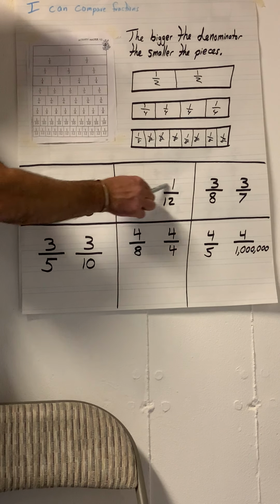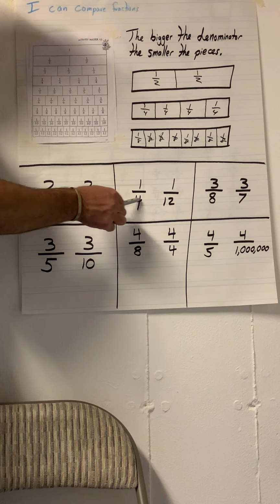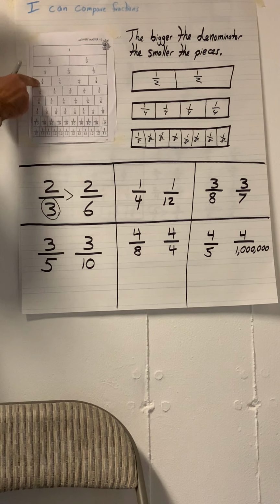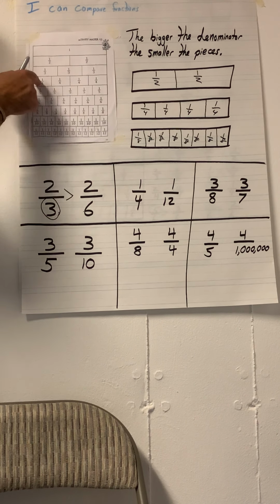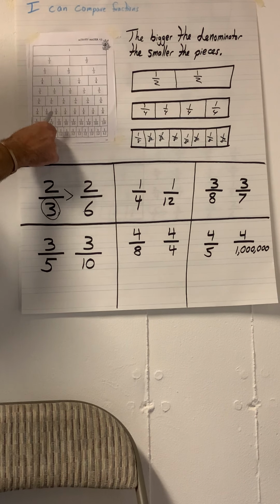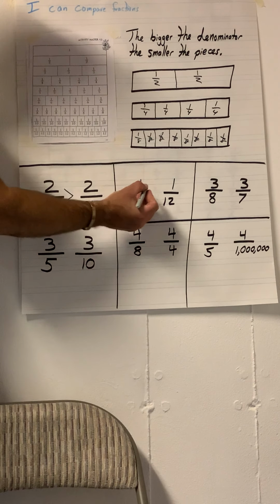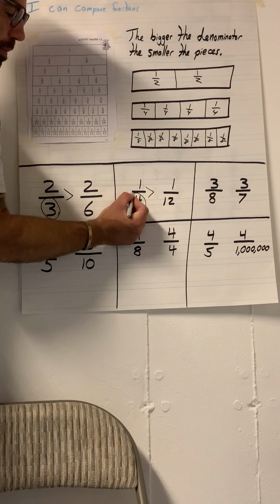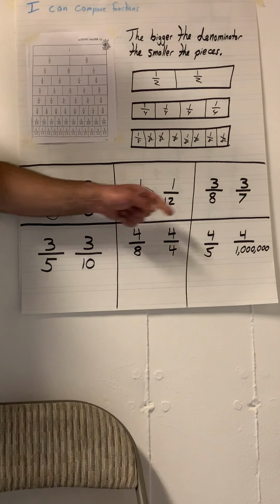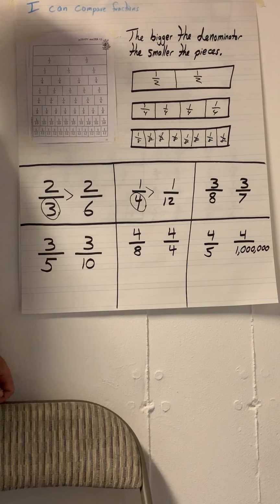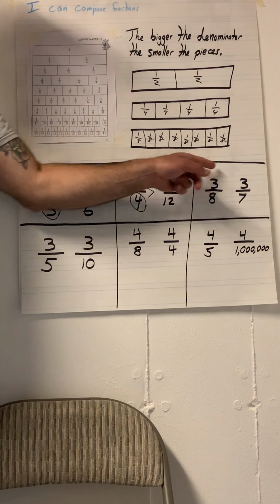Or if I have 1/4 or 1/12, well, they're both 1. So what's bigger, fourths or twelfths? Well, there is a fourth, there is a twelfth. It's actually way bigger. 3/12 would be the same as 1/4. So 1/4 is going to be bigger because fourths are bigger than twelfths. So really, we're looking for the smaller denominator since the numerators are the same.